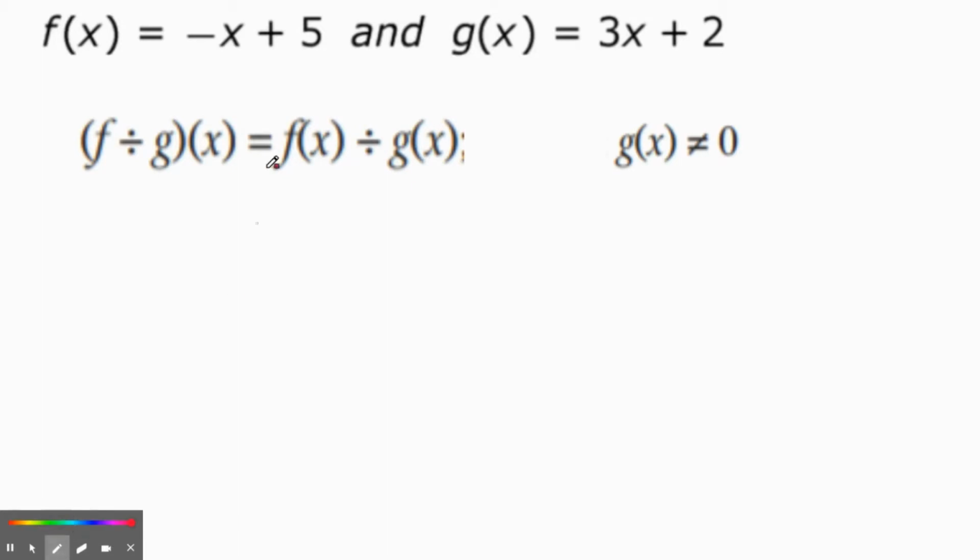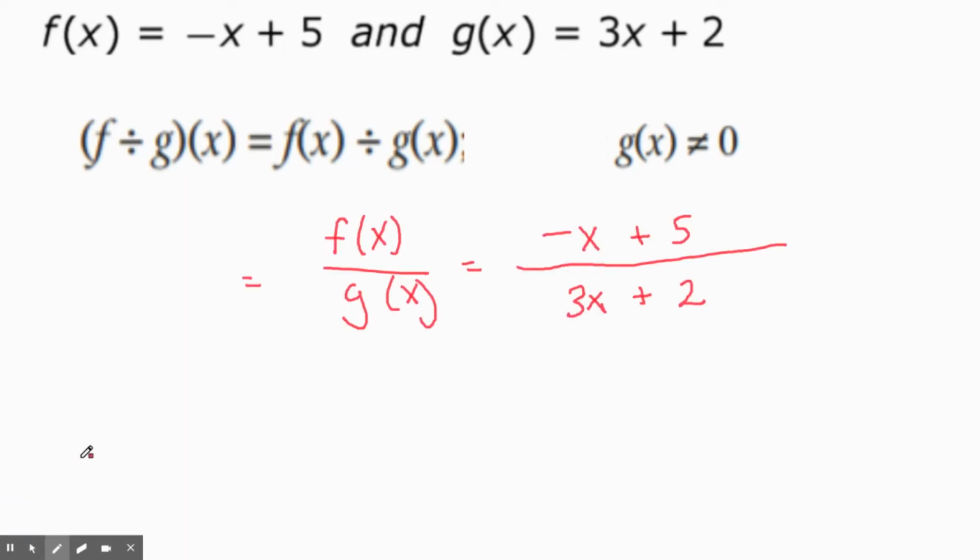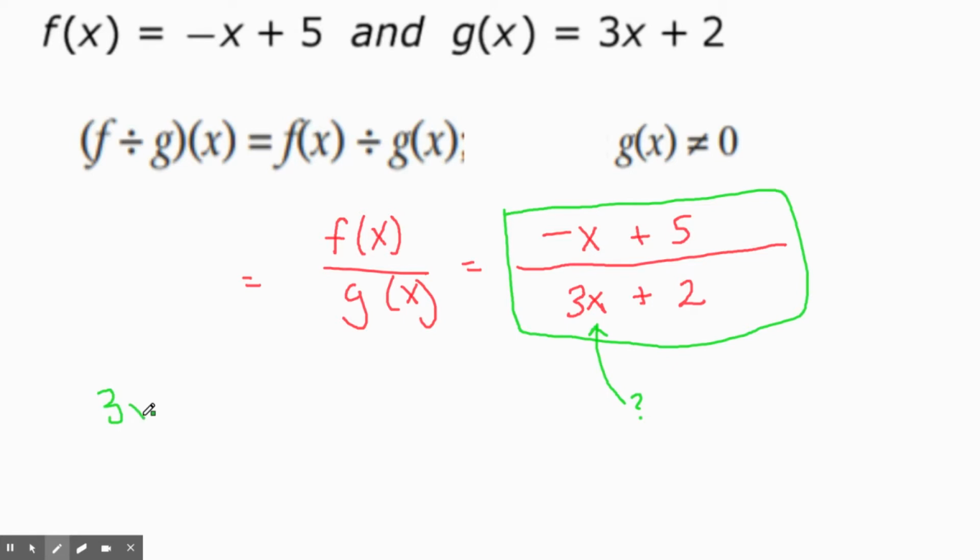What if we were working with the two binomials in the other problem? Well, this creates a case where we could have a denominator equal to 0. So f of x divided by g of x will be the opposite of x plus 5 in the numerator and then 3x plus 2 in the denominator. However, there is a value for x that would make this equal to 0. So how do you figure out what that is? Well, you set the denominator equal to 0 and solve for x.